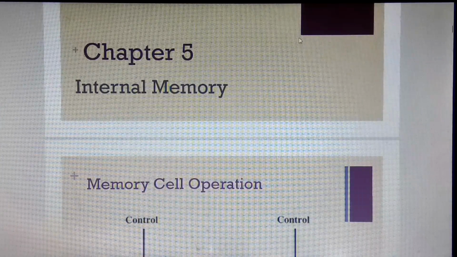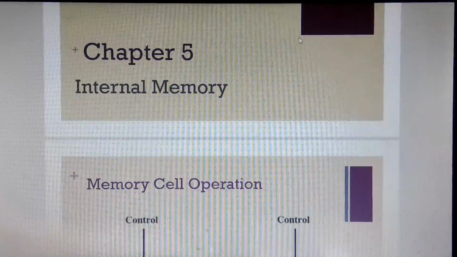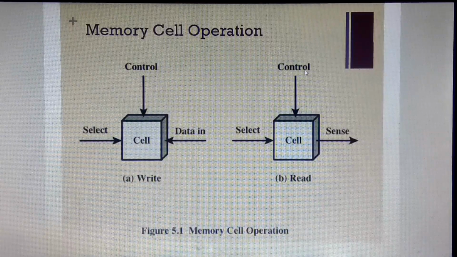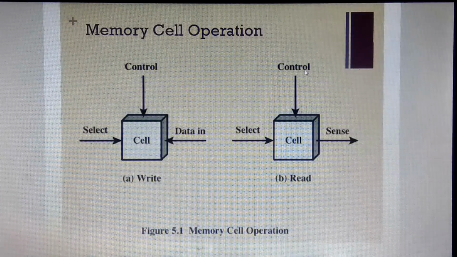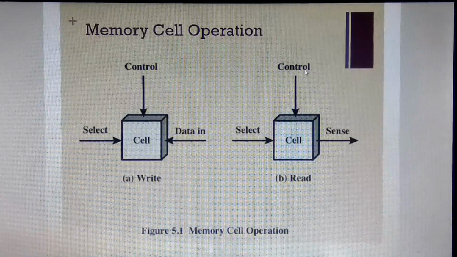In this video, we are going to talk about chapter 5, which is internal memory. In this chapter, there are two operations which can be done to the memory cell, which are the write and the read operation.